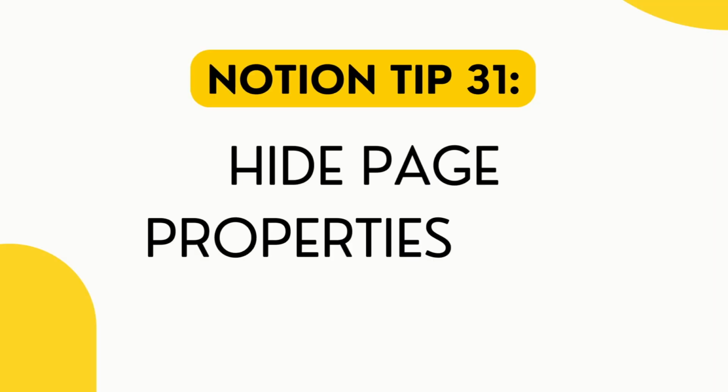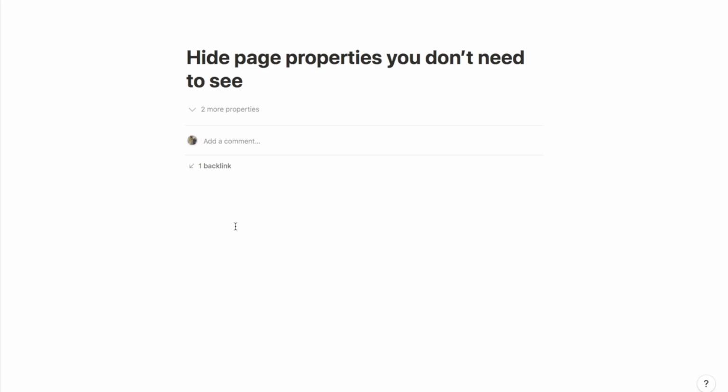Another Notion tip is hiding page properties that you don't need to see. So here we have a default Notion page. As you can see, it will automatically come up with this comment box. And if you've linked to this page from anywhere else, it will show this backlink. So if this is an important page, you may not want to waste space with this comment and backlink. It just gets in the way and it's not something that most of us use.